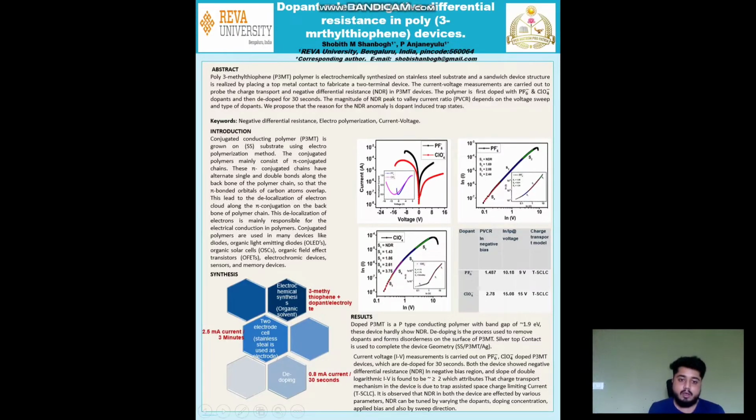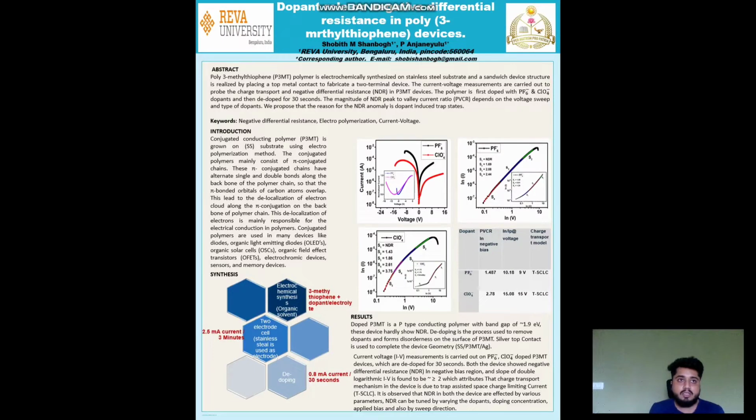Synthesis method. We synthesized P3MT using electrochemical polymerization. As mentioned earlier, we add 3-methylthiophene, the monomer, and the dopant into an organic solvent, and we have a customized cell, and we dip the electrodes into the customized cell.